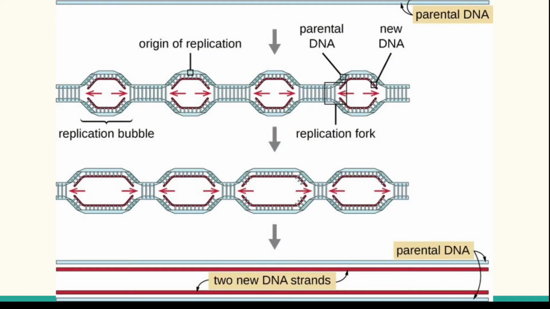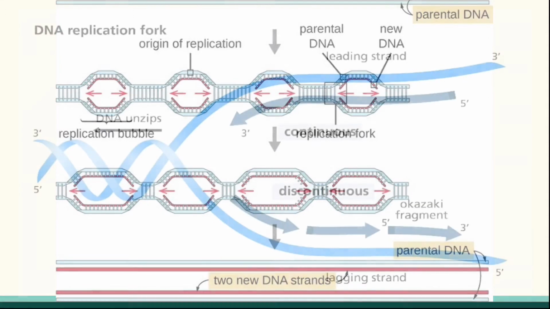So here's what it kind of looks like at the origin of replication in order to replicate the parental DNA. So we have, as I said, our origin of replication, we have our replication bubble, which again, the helicase came in and split apart those hydrogen bonds between base pairs. And then in our replication bubble, we have the replication fork, which I'll now go into a little bit more detail about.